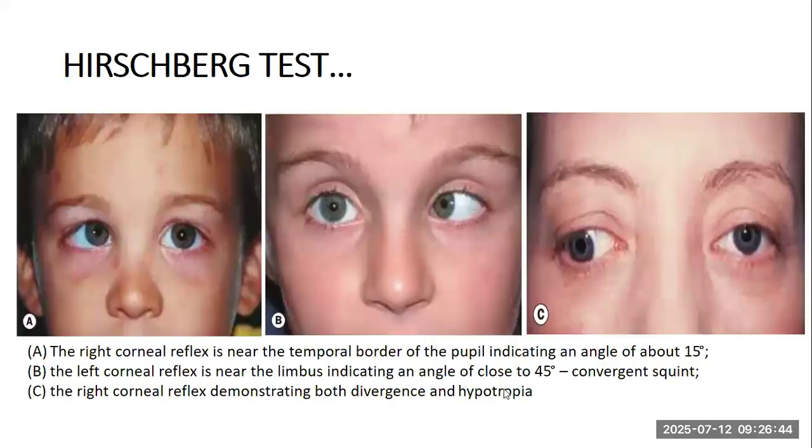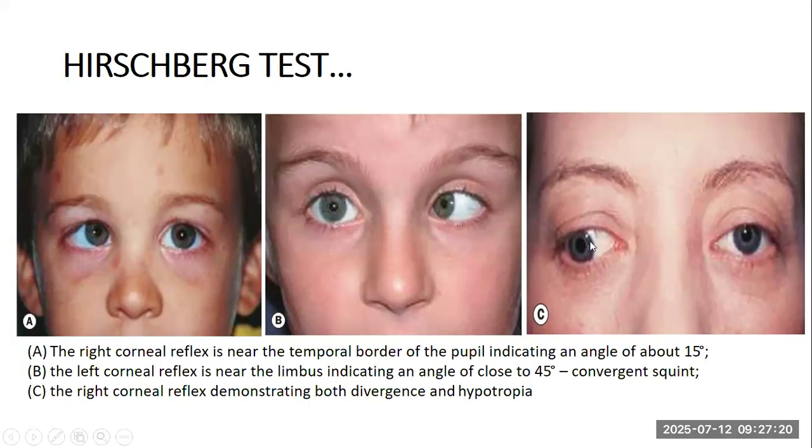All right. For the Hirschberg test, these are pictures showing what I just described. In the first picture, we can see the corneal light reflex at the pupillary margin. So this is about 15 degrees of deviation, which is also 30 prism diopters. In the other eye, we're seeing the left eye deviated in. So we're seeing the corneal light reflex at the limbus. So this is about 45 degrees of esotropia, which is also 90 prism diopters.